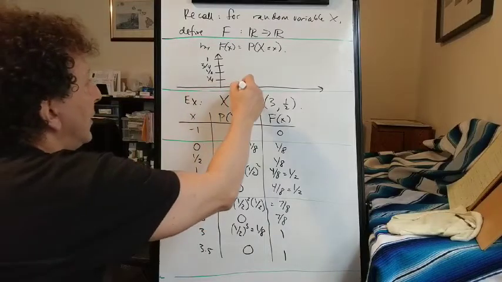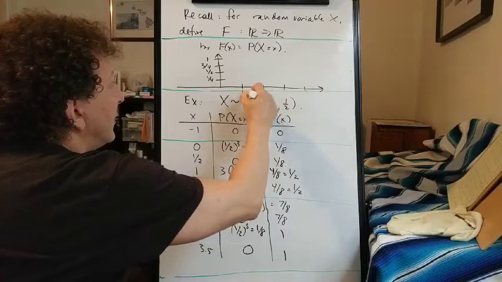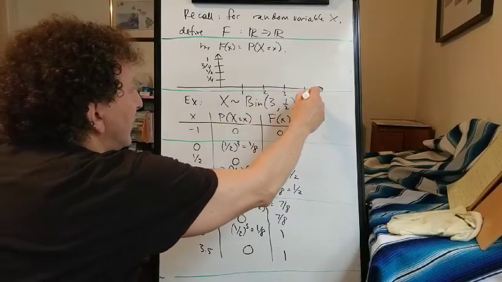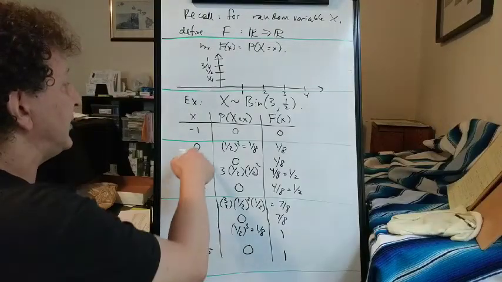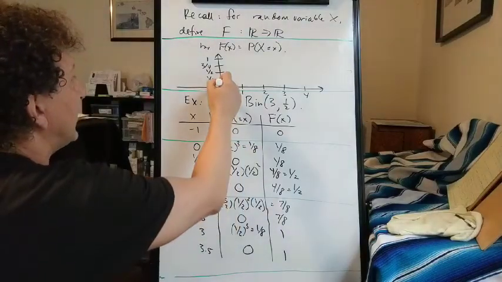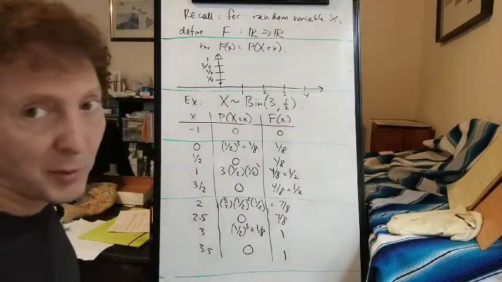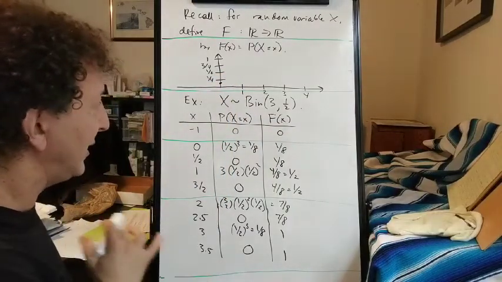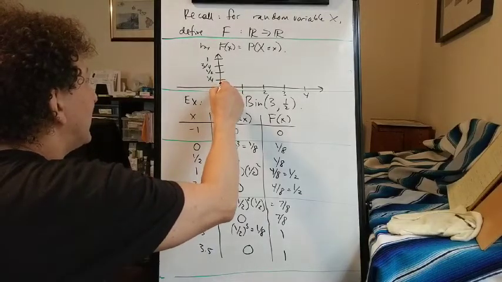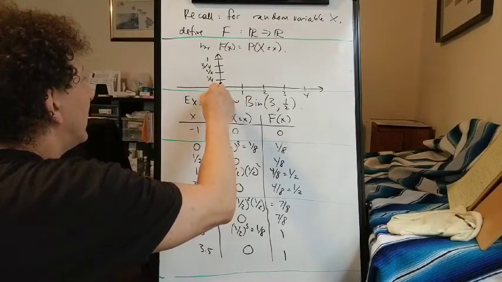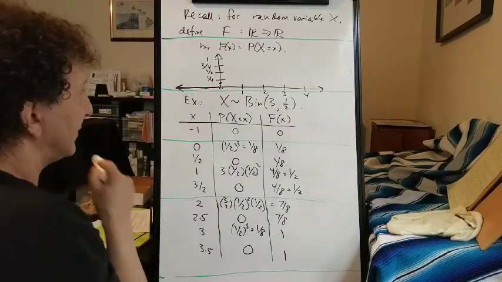So 1, 2, 3, 4. The probability of having 0 or fewer successes is 1/2. So at 0 we've got this value. But for anything less than 0, the probability of having that many successes or fewer is 0. We can't have fewer than 0 successes. So I'm going to put an open circle here and make this function go along the x-axis.